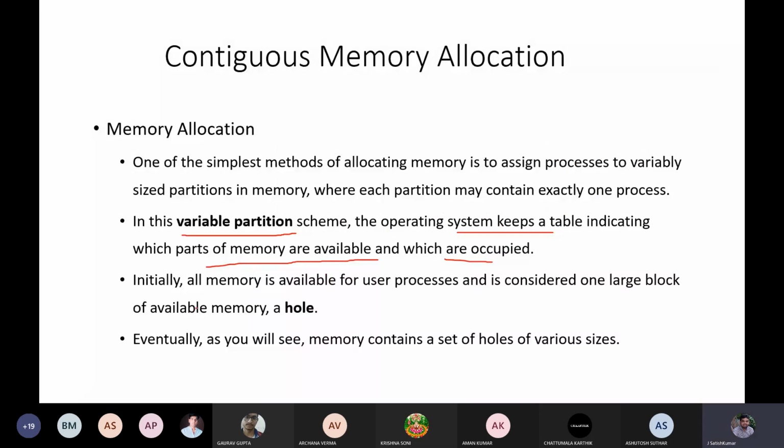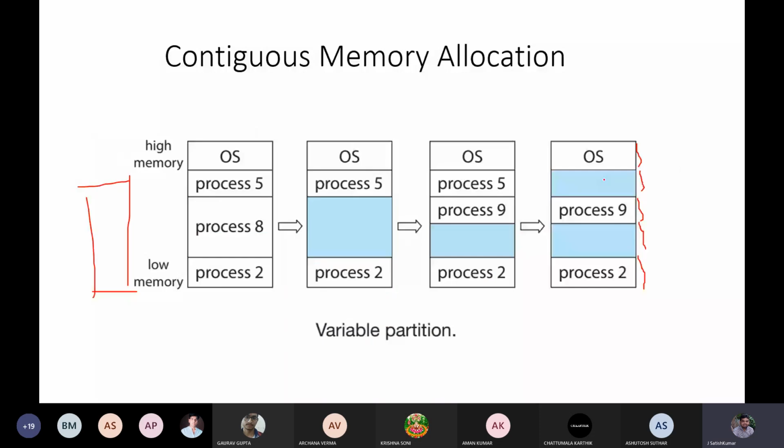Now, initially all the available memory for user processes is considered as one large block of memory. We call that a hole. But eventually you will see that memory contains a set of holes of various sizes. Okay, this is of different size, this is of different size, depending on the process. Is this clear up to this point, how the variable partitions are created?